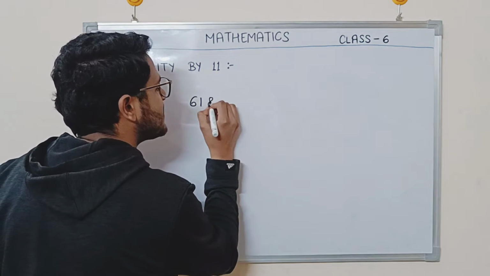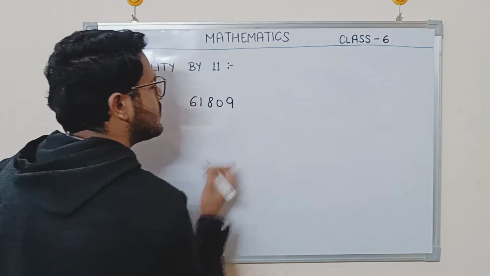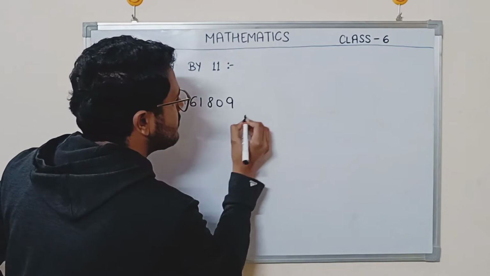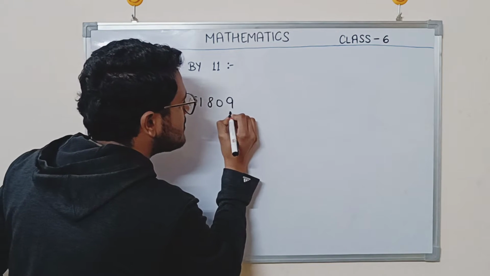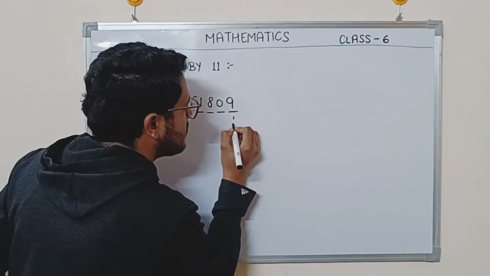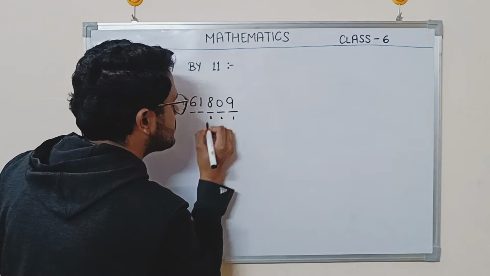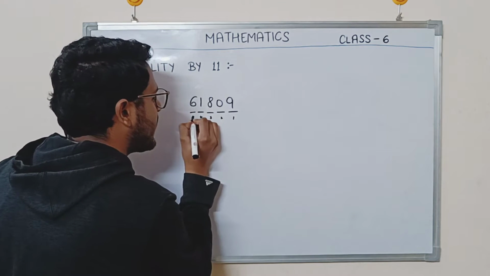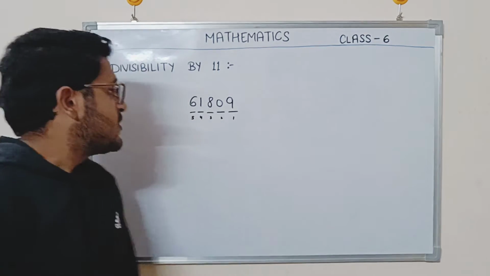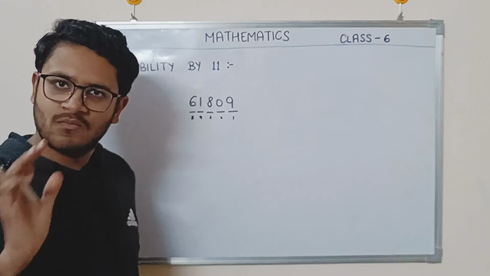The number is 61809. First, from the right hand side we will number these digits. This is 1, 2, 3, 4 and 5. Till now we are good. Step 1 is we will number all these digits.